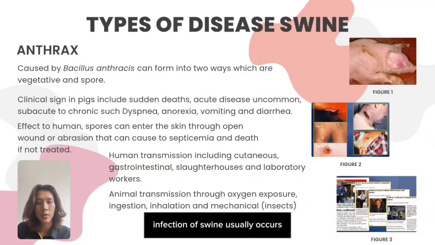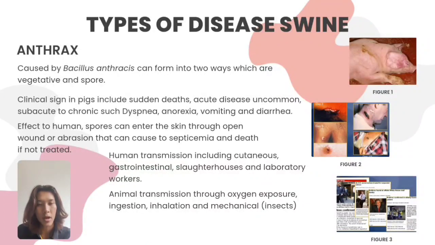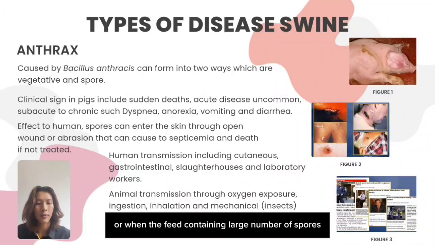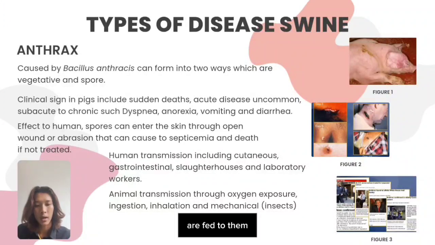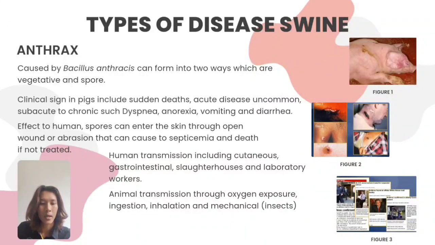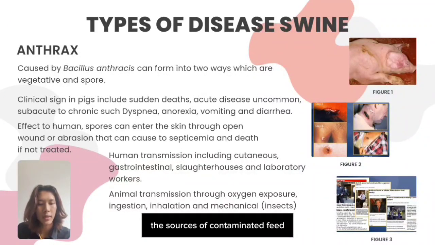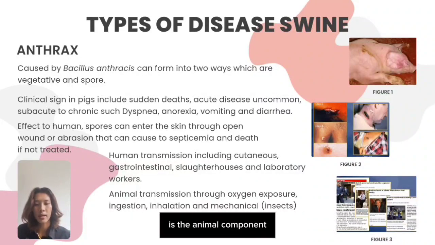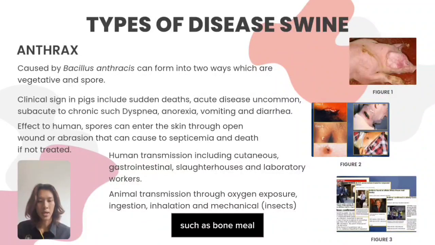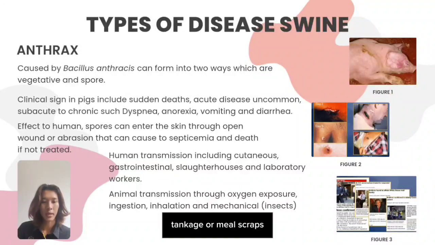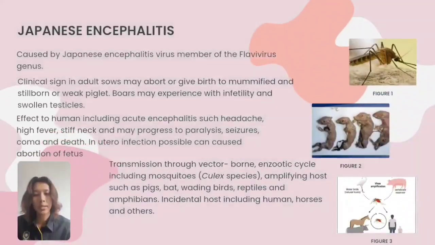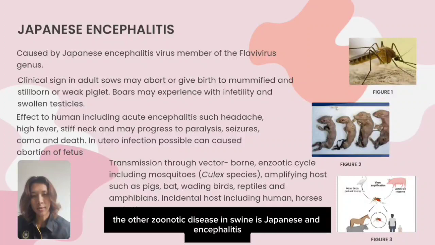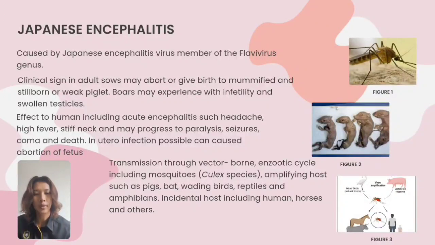Infection of swine usually occurs when they have fed on an anthrax-infected carcass or when feeds containing large numbers of spores are fed to them. The sources of contaminated feed are animal components such as bone meal, tankage, or milk. A zoonotic disease in swine is Japanese encephalitis.